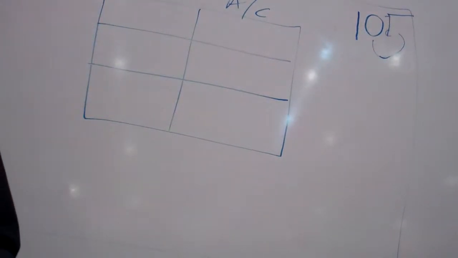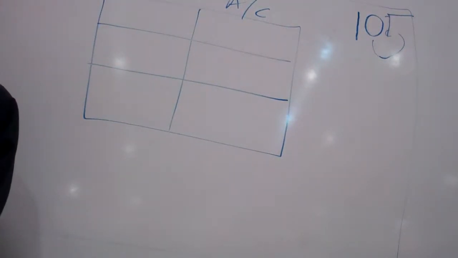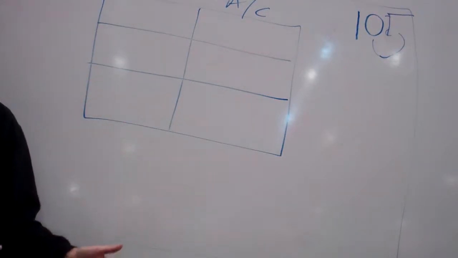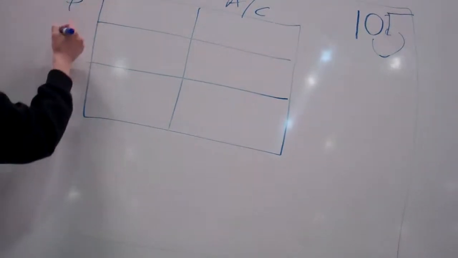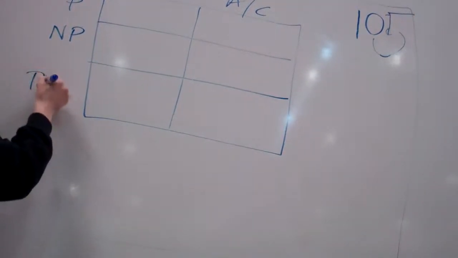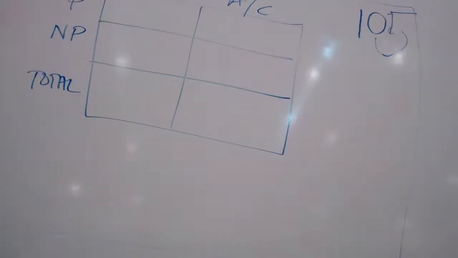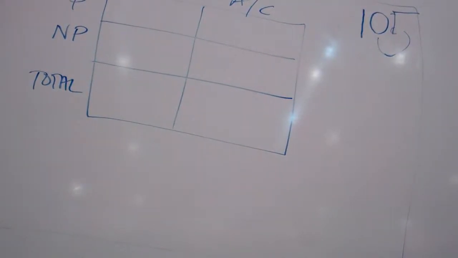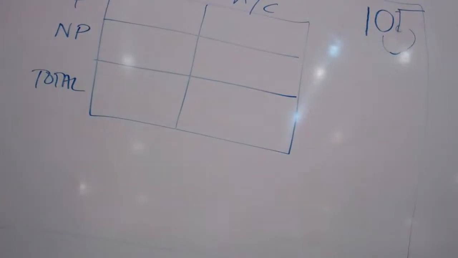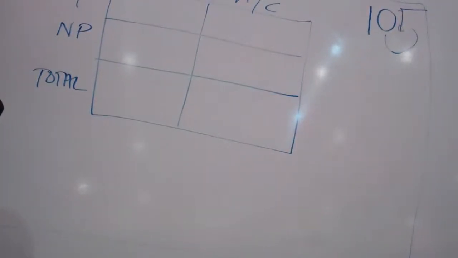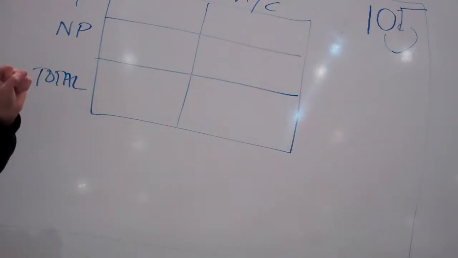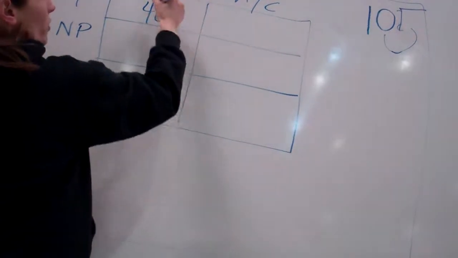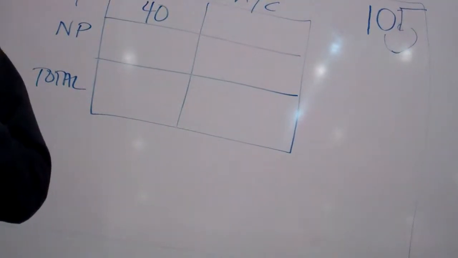Let's see what it says. Yes, the team members played and then there were members that did not play. So let's do played and not played, and total. The same thing as last time. All right, so let's listen to the problem again. If 40% of the team members played, where would the 40% go? Top left. Good job.